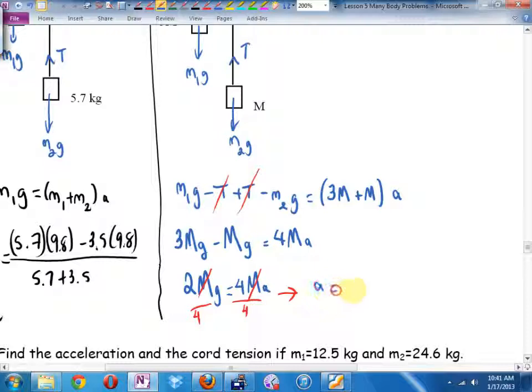A equals 2 big M over 4. Although I probably wouldn't write it like that. What's 2 over 4 in lowest terms? Oh, no, the M canceled, Mr. Duick. Sorry, not an M there, a G there. That's my fault, guys. The M canceled, a G there. I think A is going to be G over 2. It looks like you're going to accelerate at half the rate of gravity. 9.8 divided by 2, which I think is 4.9 meters per second squared.